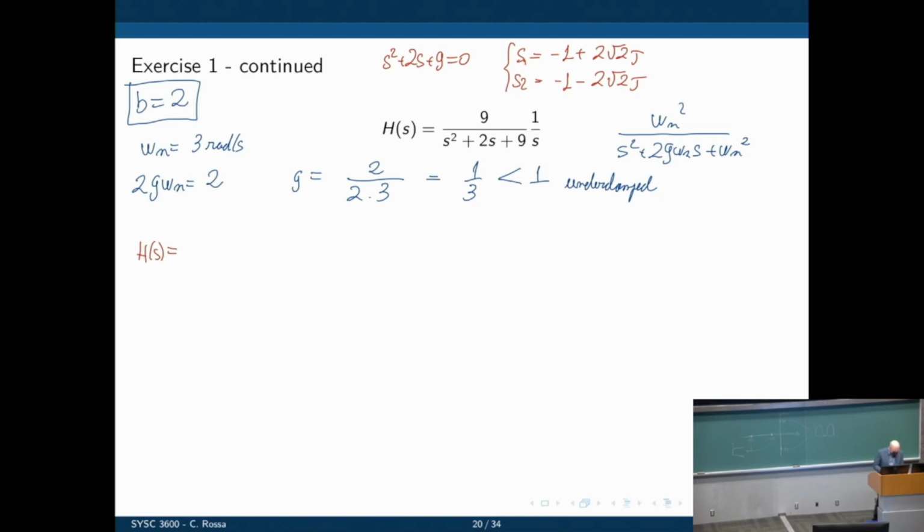We still need to do partial fraction though. So what we can write is a s plus b over s squared plus 2s plus 9 and plus c over s. I'm going to give the coefficients here because this is not the focus today. If you have trouble finding them, send me a note. I will give you the full solution. So H of s in this case can be written as 1 over s minus s plus 2 over s squared plus 2s plus 9.